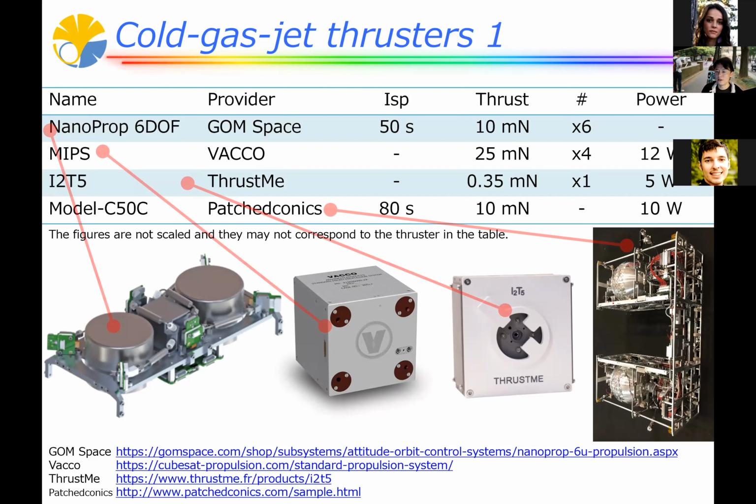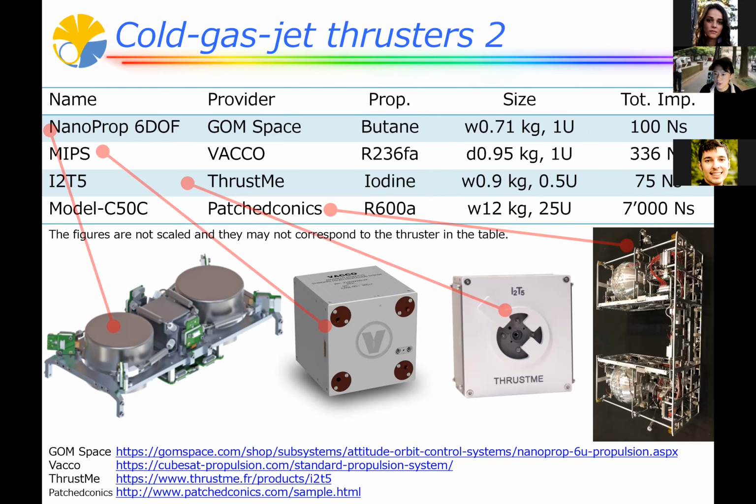So first, I want to start from the cold gas thruster. This is the simplest principle thruster. And here you see 4 types of thrusters. In the case of a cold gas thruster, the main feature is Isp. Usually it's less than 100 seconds. And the thrust usually ranges from 0.1 millinewton to 10 millinewton, like this. And also not so much power consumption.